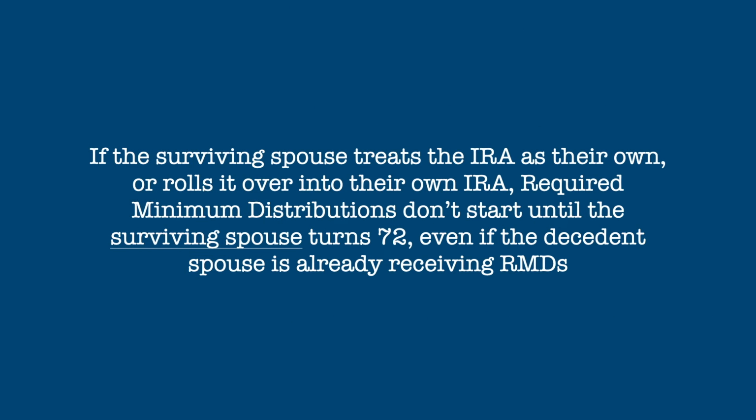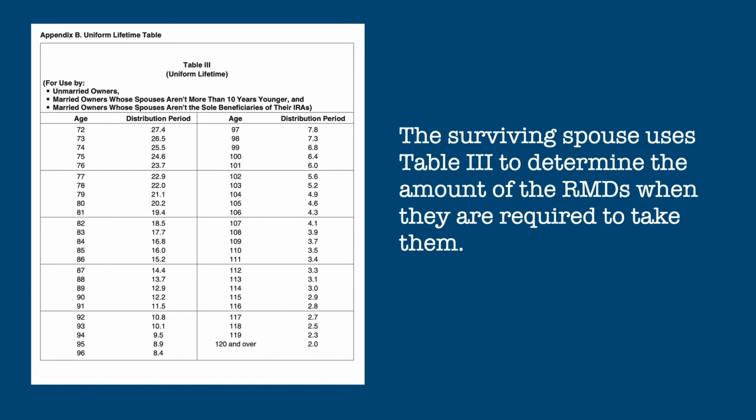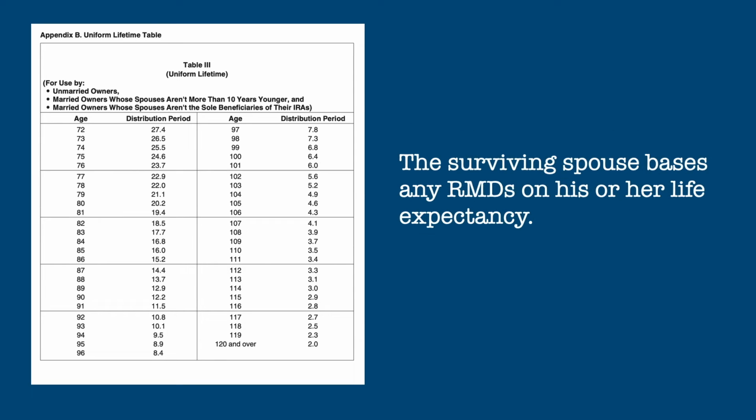If the surviving spouse treats the IRA as their own or rolls it over into their own IRA, required minimum distributions don't start until the surviving spouse turns 72, even if the decedent spouse is already receiving RMDs. The surviving spouse uses Table 3 to determine the amount of the RMDs when they are required to take them. The surviving spouse bases any RMDs on his or her own life expectancy.